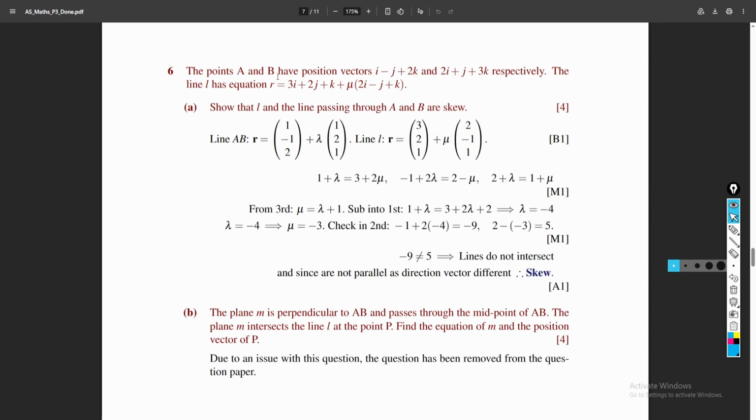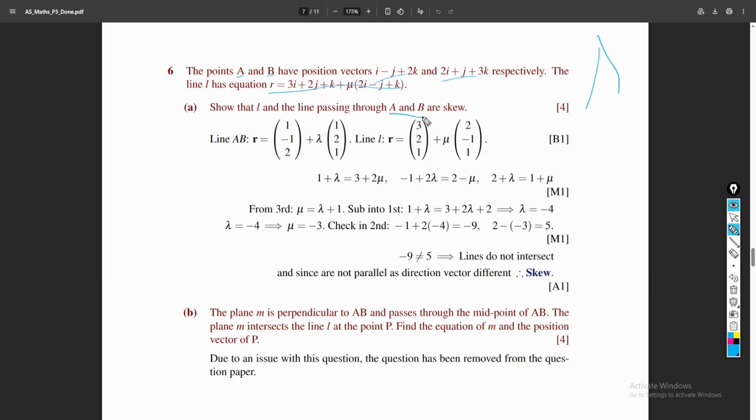So over here we have two vectors. Points A and B have position vectors, this and this, and the line L has this equation. Show that L and the line passing through AB are skew, so they don't meet each other, they go around each other. So something like they have no point of intersection. So how do we show this?